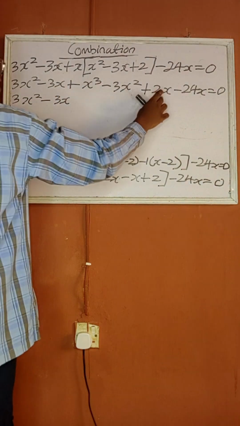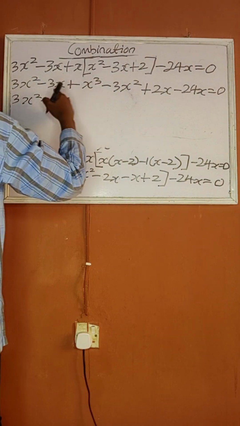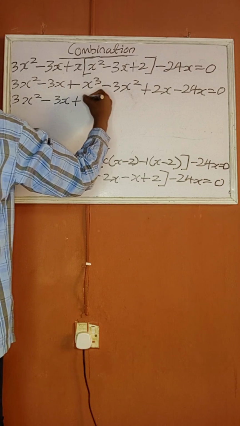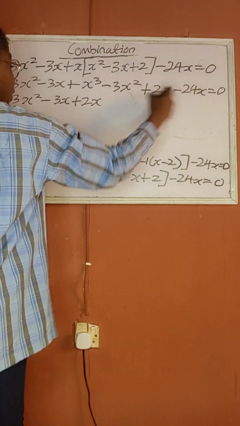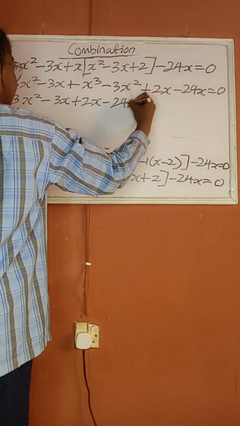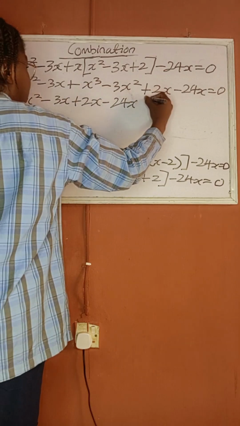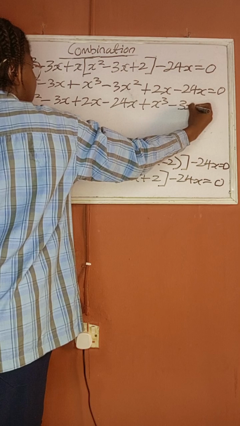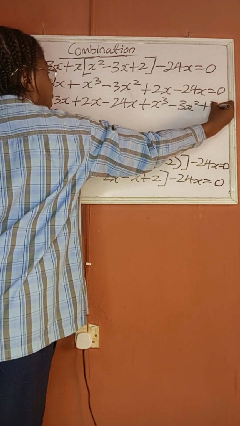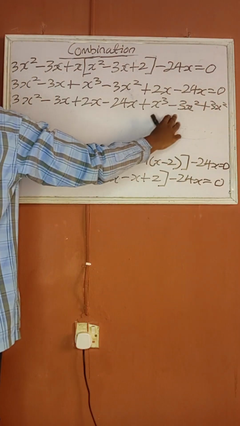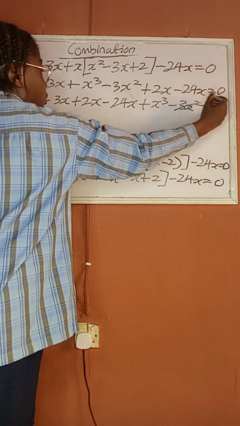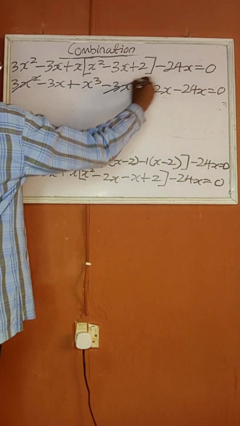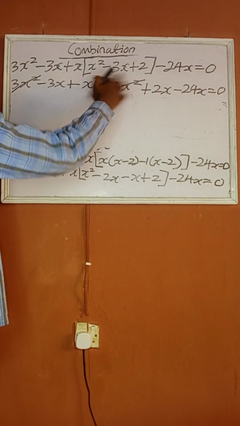I'm going to be bringing all the x's together. So that's going to be minus 3x. This plus 2x here comes here. That's plus 2x minus 24x. And then we'll bring this plus x cubed minus 3x squared plus 3x squared. So minus 3x squared plus 3x squared, this will cancel out. So this 3x squared cancels out this 3x squared, that's plus 3x squared minus 3x squared, they cancel out.